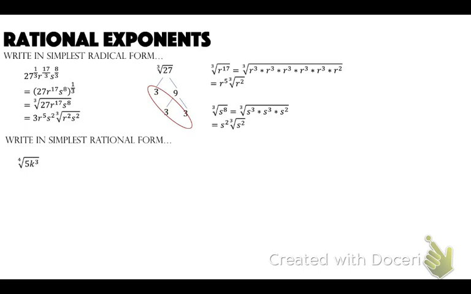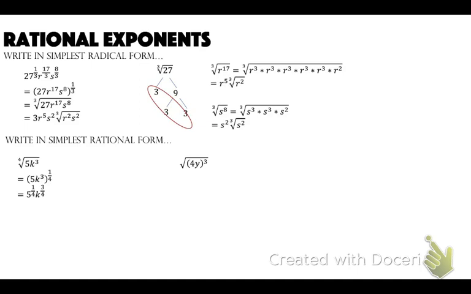This one in simplest rational form. So remember that whatever's in the root becomes your exponent's denominator. So that's 5k cubed to the 1/4 power. And then that just comes into both of them. So that's the same as 5 to the 1/4 k to the 3/4.